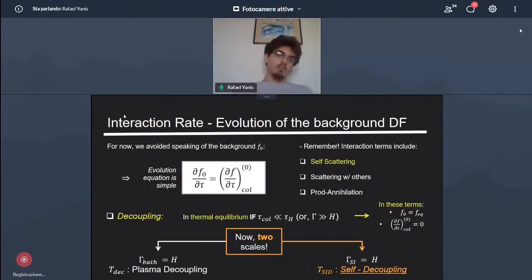And now we will speak a little about the background distribution F0. Its evolution equation is relatively simple. It is driven by collisions. This would be the self-scattering we have considered, but also scattering with other particles, production, annihilation of dark matter, etc. Now we will briefly review the concept of decoupling. We usually consider a species to be in thermal equilibrium if its interaction rate is much greater than the Hubble scale. Now we have two scales involved here. The temperature of the decoupling of the species from the primordial plasma, which we will refer to as plasma decoupling, and also the decoupling scale of the self-interactions themselves. This we will refer to as the self-decoupling temperature, the self-decoupling scale.